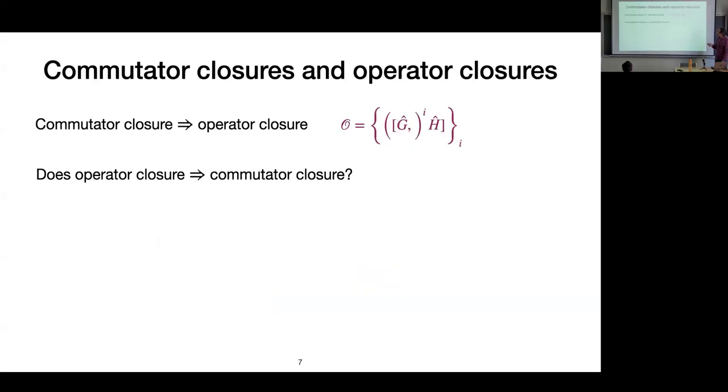So one could check that a commutator closure implies an operator closure just by construction. You can take the nested commutators and these form a closed set. If you take the next commutator of the highest element over here, you're going to get a linear sum of the lower elements because of the closure. So a commutator closure directly implies an operator closure. So does an operator closure imply a commutator closure?